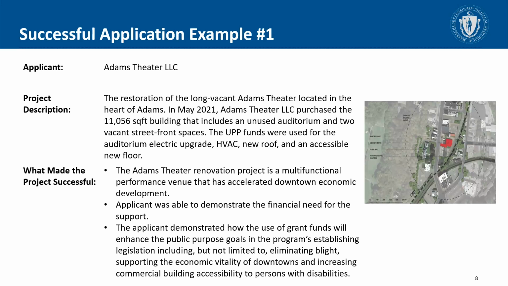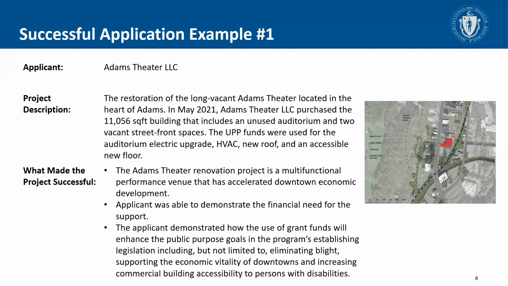Successful application example number 1, the Adams Theater. The restoration of the long vacant Adams Theater located in the heart of Adams. In May of 2021, Adams Theater LLC purchased the 11,056 square foot building that includes an unused auditorium and 2 vacant street front spaces. The UPP funds were used for the auditorium electric upgrade, HVAC, new roof, and an accessible new floor. The Adams Theater renovation project is a multifunctional performance venue that has accelerated downtown economic development.